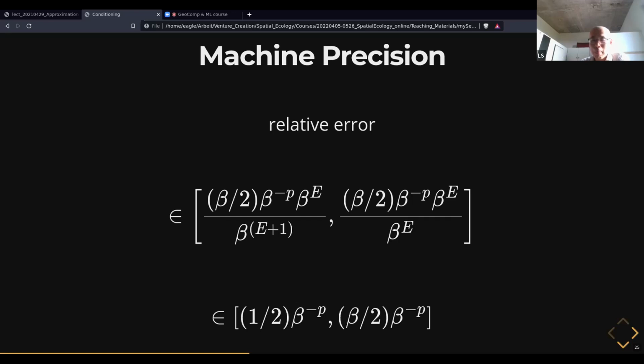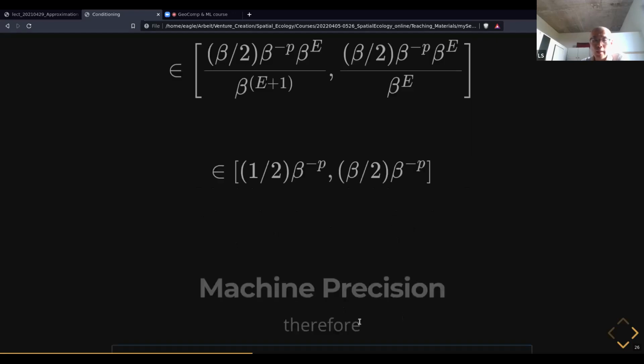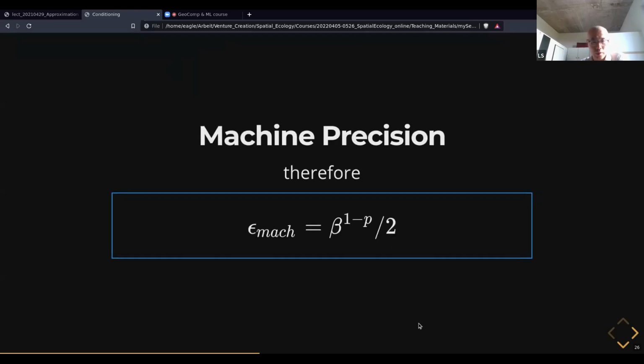Anybody? It's due to rounding, right? So it's always the 0.5 scenario. It's above 0.5, below 0.5. You're always rounding. So that's a rounding error. Then if you plug in this, you get this new bound. You just rewrite it, and you get the machine precision.